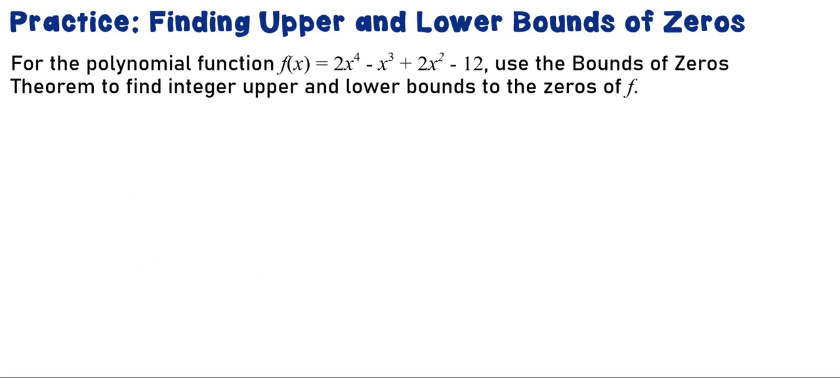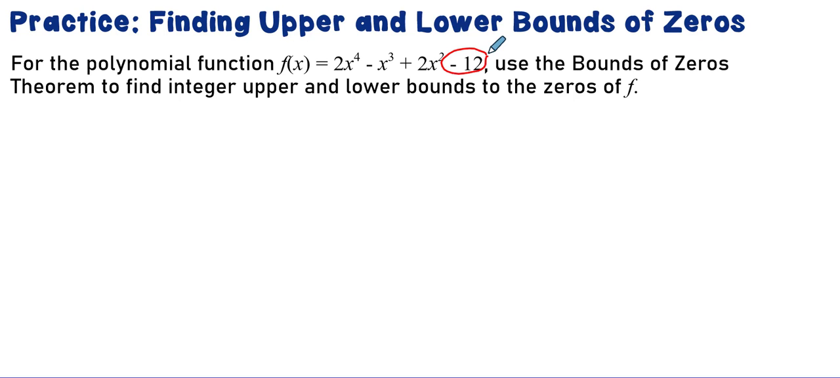All right, we're going to do one more example. So for the polynomial function, f of x equals 2x to the 4th minus x to the 3rd plus 2x squared minus 12, we want to use the bounds of zeros theorem to find the integer upper and lower bounds of 0. So once again, we want to find our p and our q values.